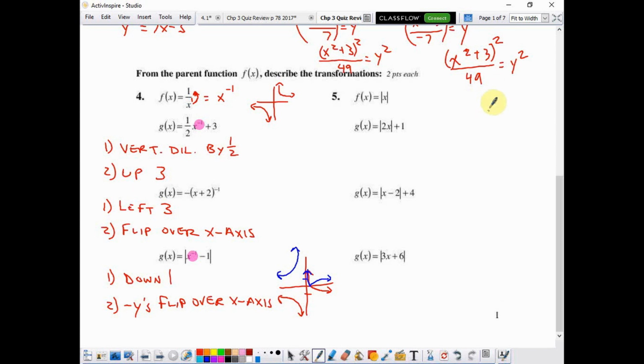Number 5 is an absolute value function. So its original graph will look about like that. In the first set of transformations, we're multiplying by 2 inside the function. When you multiply inside of a function, that is a horizontal dilation by the reciprocal, so that's going to be by 1/2. So all the x values will be cut in half. And then we add 1 outside the function, so it will shift up 1.